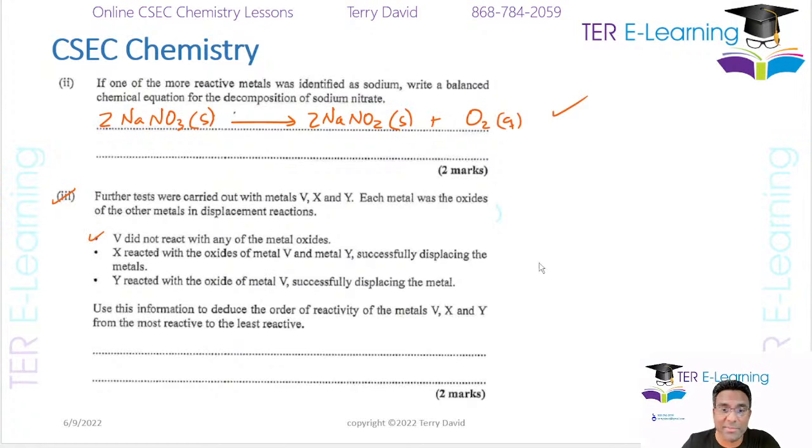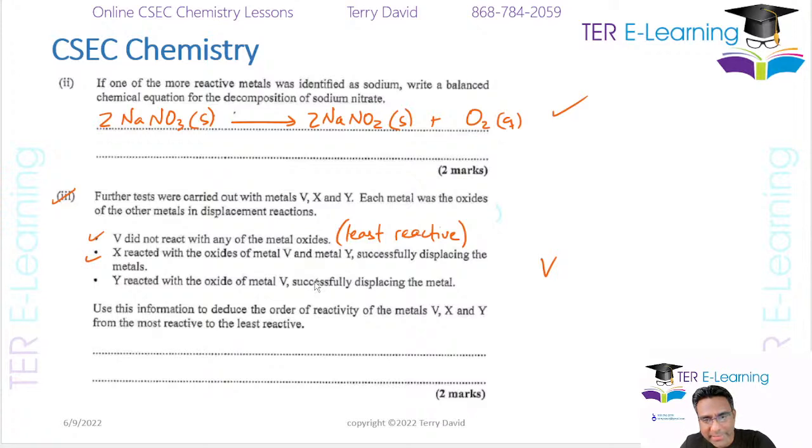Well, that tells me something already. V has to be at the bottom. V has to be the least reactive. That's what that means, right? So this one is the least reactive, right? Next thing, they said X reacted with the oxides of V, right?